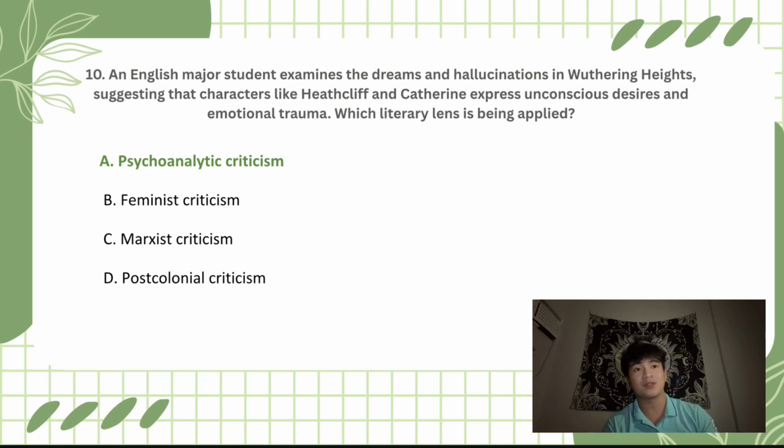Psychoanalytic criticism draws on theories of Sigmund Freud and others to explore the unconscious mind of the characters or the authors themselves. It focuses on the hidden desires, psychological traumas, fears, repressed memories, and emotional conflicts. In the question, the student looks at the dreams and hallucinations, which often represent unconscious thoughts or feelings. Heathcliff and Catherine's behaviors and mental states in the novel are seen as an expression of deep emotional trauma and repressed desires. So the answer for question number 10 is psychoanalytic criticism.